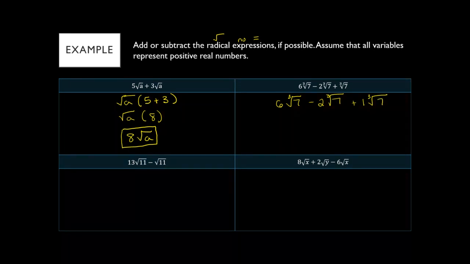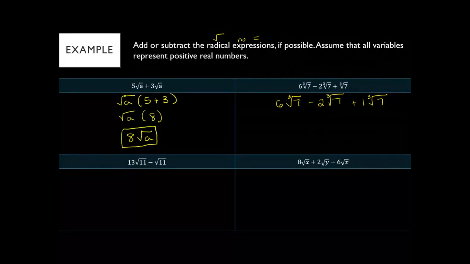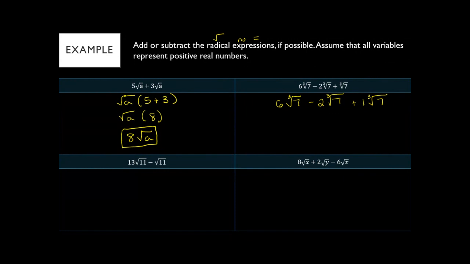And so I'm trying to write my index as far away from the number as possible so it doesn't get confusing. And when we combine these, you basically just add all the numbers in front because they're all like terms. They have the same radical, the same index, same radicand. So you just do 6 minus 2, which is 4, and then 4 plus 1 is 5. So this will give you 5 times the cubed root of 7.